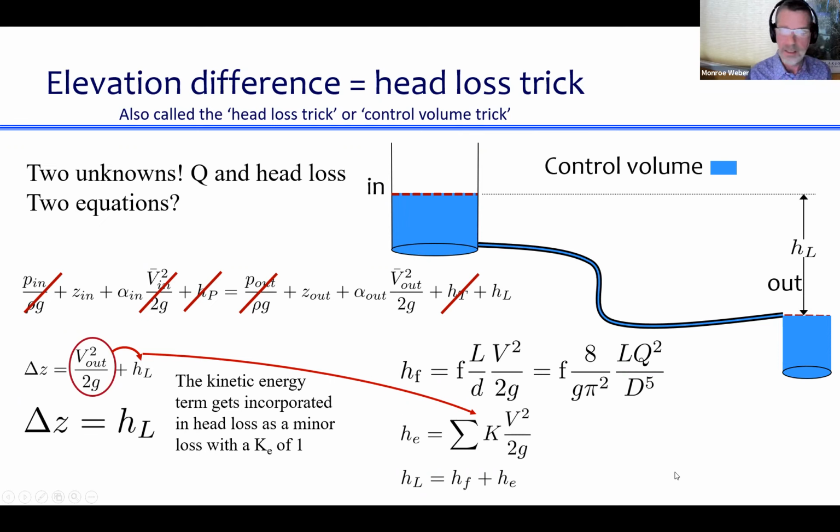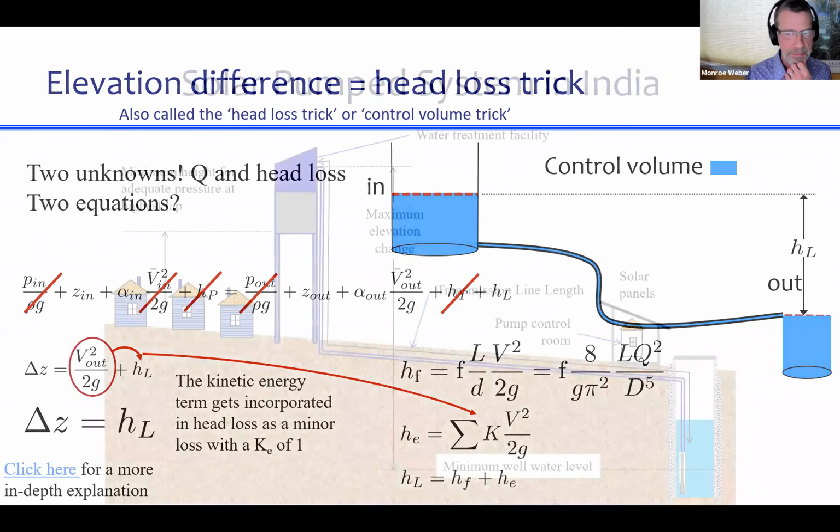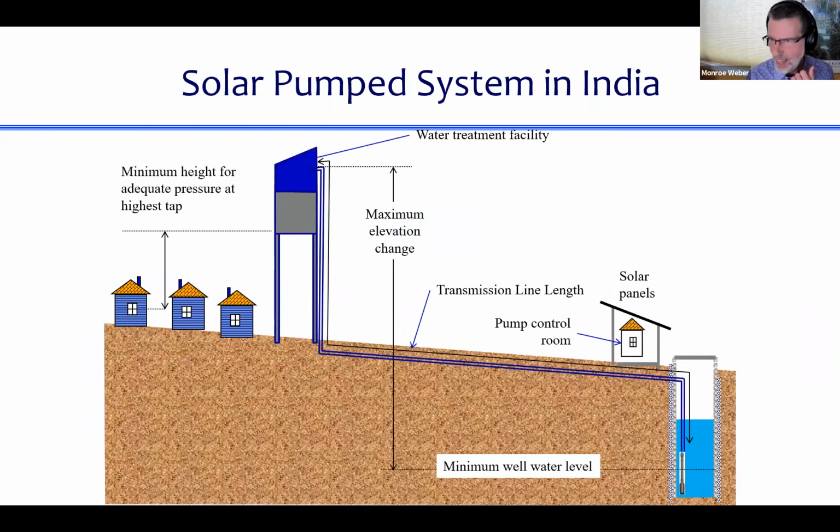And in that case, delta Z is just equal to head loss. And I have this set of 3 equations, and I just have to remember that my exit loss goes in the minor loss equation as well. And that makes solving this kind of problem really, really easy. And that's something that we will do plenty of times in this course. That method is also described in the textbook.